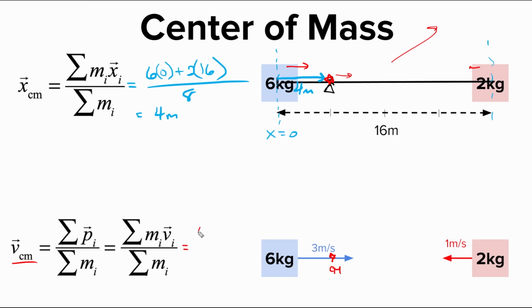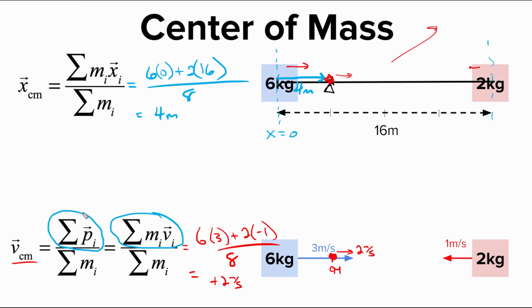So let's do it. 6 times positive 3, plus 2 times negative 1, because this is a velocity of negative 1, goes leftward, over the total mass of 8, gives you a center of mass velocity of positive 2 meters per second. So this location of the center of mass would be moving this way at 2 meters per second. And note something very important. This sum of the mv's, well, look, mv is the momentum. That means that this numerator is just the total momentum of the system. So if you take the total momentum of the system divided by the total mass, you get the velocity of the center of mass.